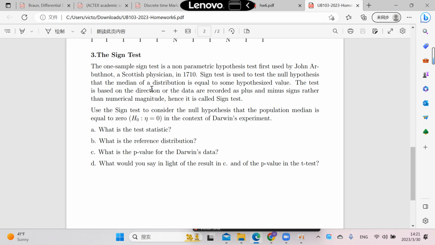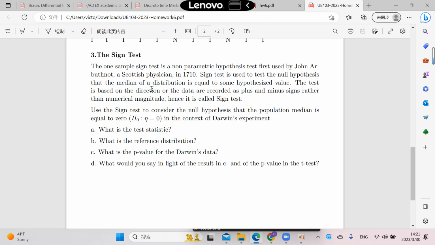And then moving to question 3, it's a sign test. Sign test basically compares the difference of two sets of observation, and kind of ignores the magnitude of the difference, but just cares about the sign of the difference.